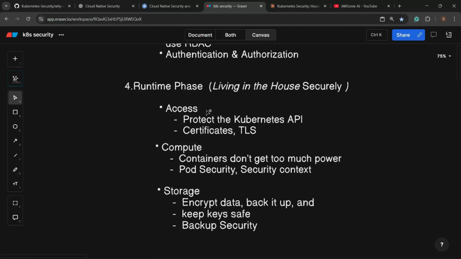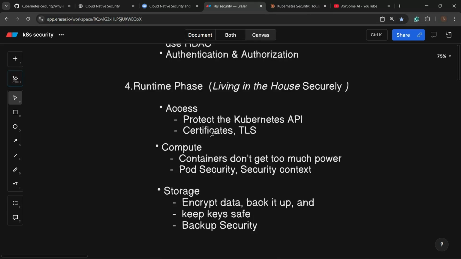So what is this access? Access means in your Kubernetes cluster you have the API server, which is like the main gateway to communicate with other resources of Kubernetes, to talk to other nodes and control plane components. So the API server is the main gateway for that. So securing this API server is very much necessary. We can do that with TLS and certificates. So Access tells about securing your API server.